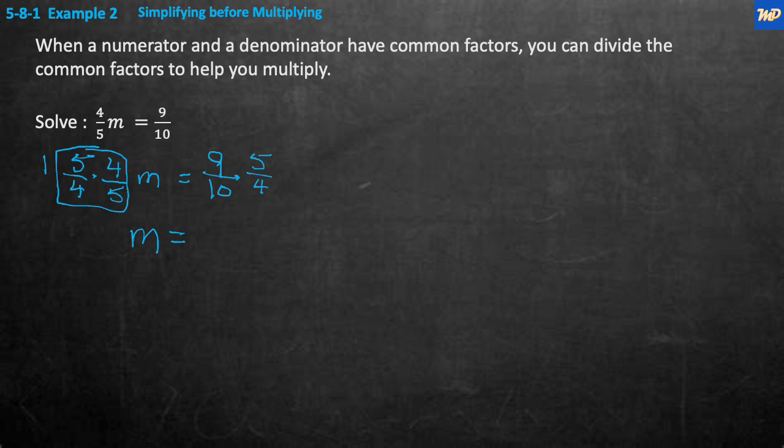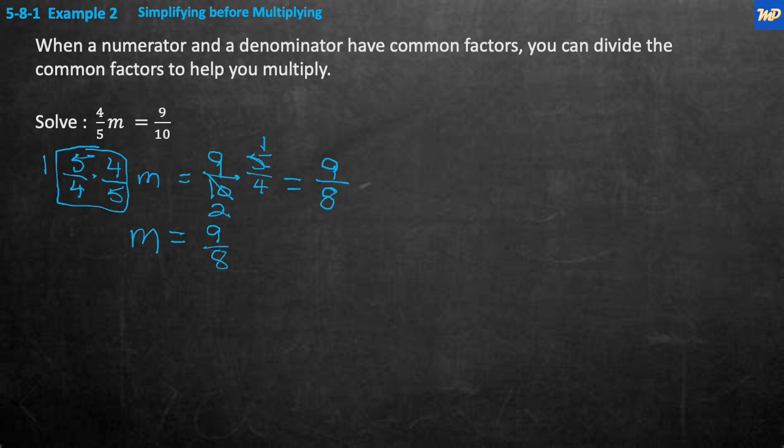and we can divide or factor. We can factor these fractions to make the multiplication simpler. So one thing we can do for sure is we can take 5 goes into 5 one time, 5 goes into 10 two times. So we can divide 5 by 5 and 10 by 5 and get 2. So now we have 9/2 times 1/4. And if we do that multiplication now, we're going to say 9 times 1 is 9, and 2 times 4 is 8. So m is equal to 9/8.